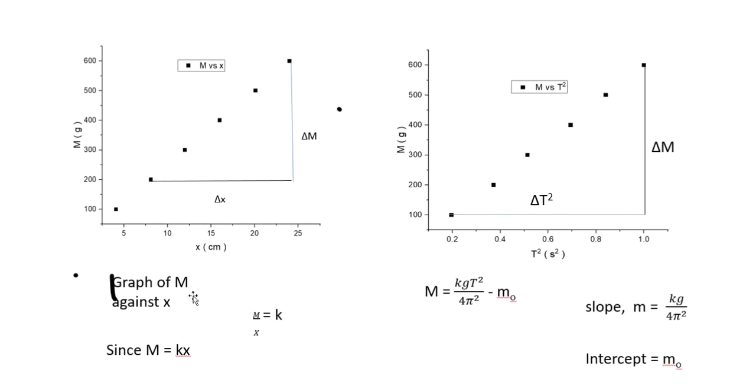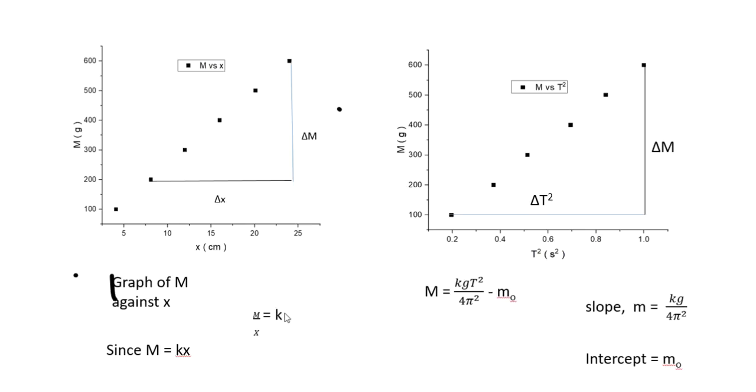So once we plot a graph of M against X, we get the value of k. This k is a spring constant. So of course, you now see that transforming the equation helps us get the value of a constant.